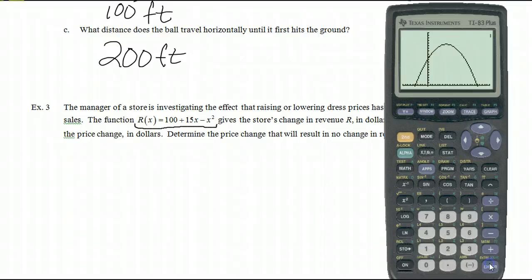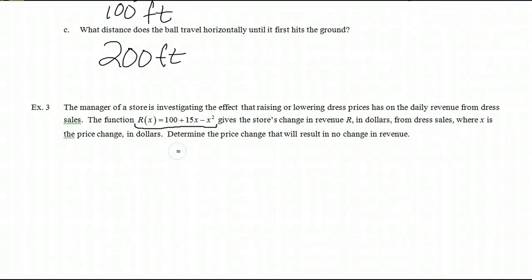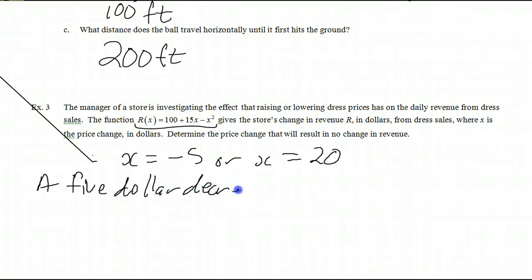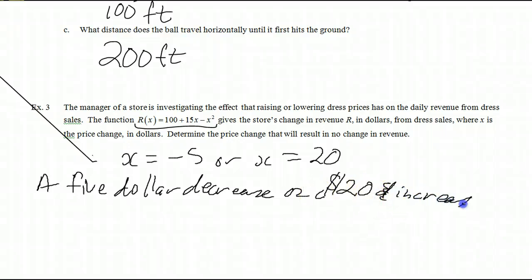Here we are. And hit enter 3 times. 1, 2, 3. And if I raise the price by $20, so determine the price change that will result in no change in revenue, x is negative 5 or x is 20. So a $5 decrease or a $20 increase. In both of those cases, we will have no change in revenue.